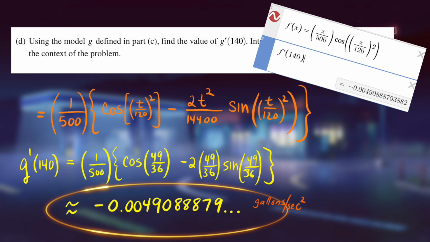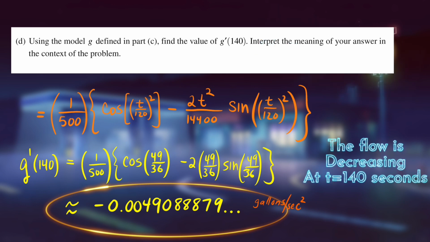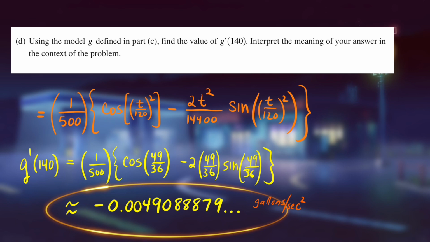And because it is negative, it's telling us that the flow is decreasing at 140 seconds. It is decelerating in a sense. Gallons per second squared could be thought of as gallons per second per second.